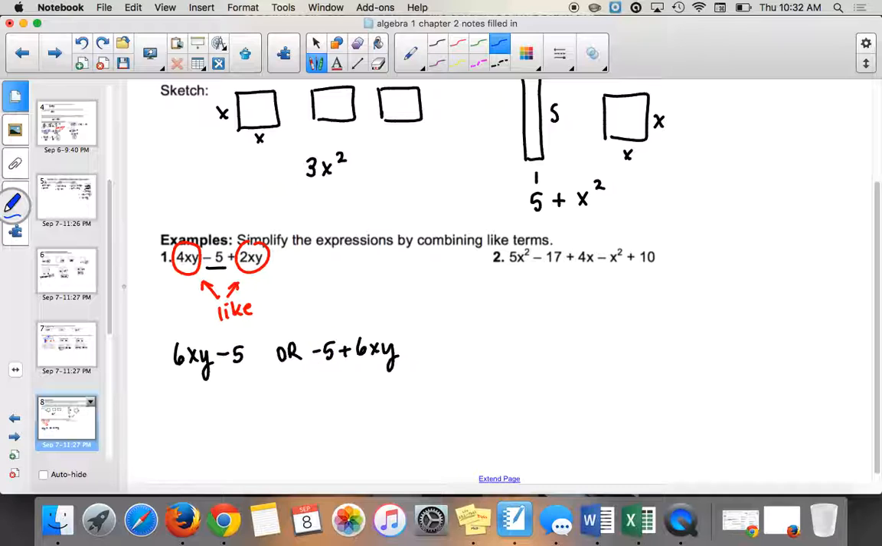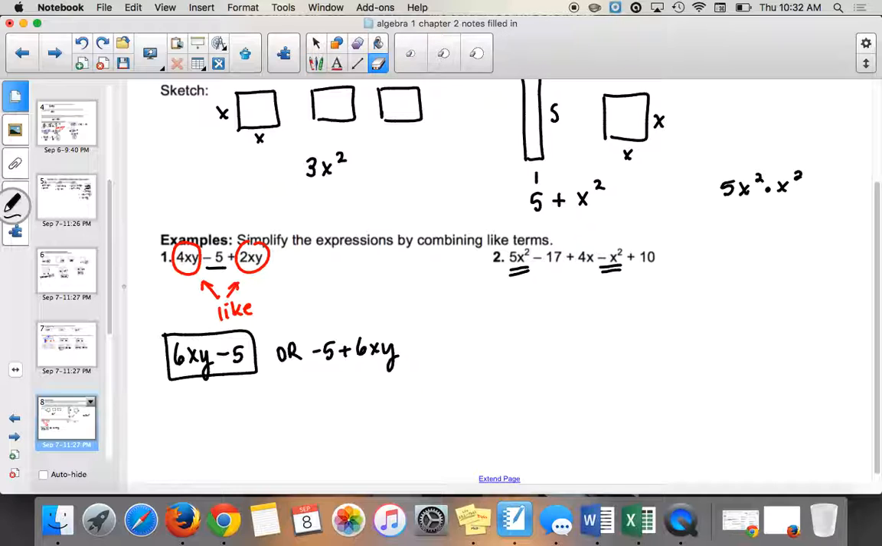All right, so the next one, we look for our like terms. So I have 5x squared and I have negative x squared. Wait, so do you then have to take the 5x squared and the negative x squared and make it cube? Not cube. To the 4th? You do not, because we are not multiplying them. So if we were multiplying, if I had 5x squared times an x squared, then yes, that would be 5x to the 4th. But since we're adding and subtracting them together, we just keep them the same.